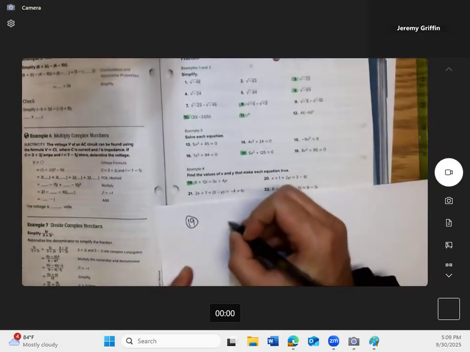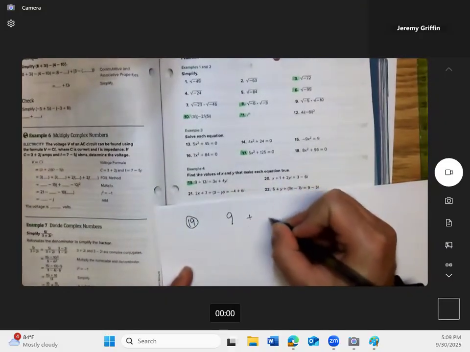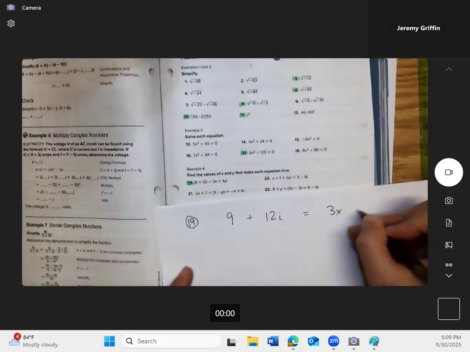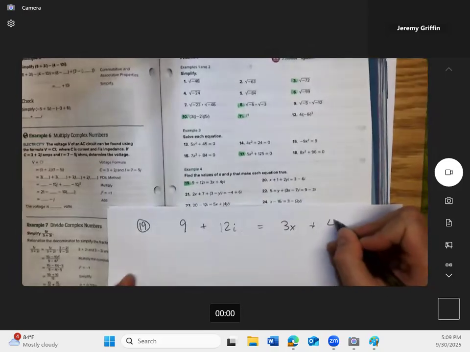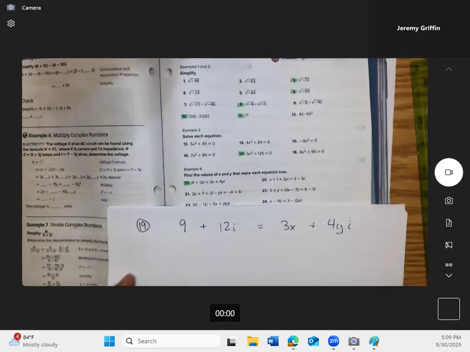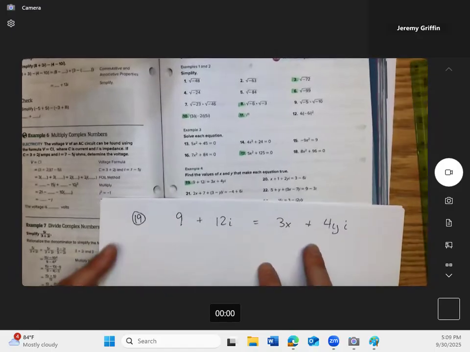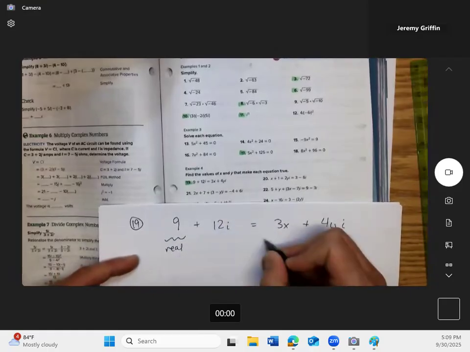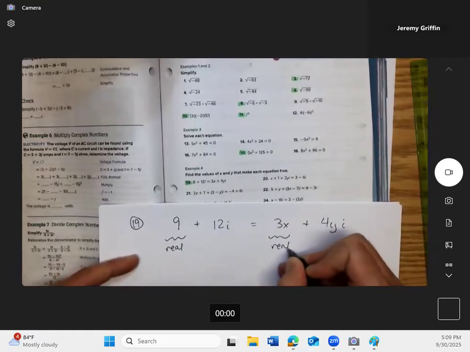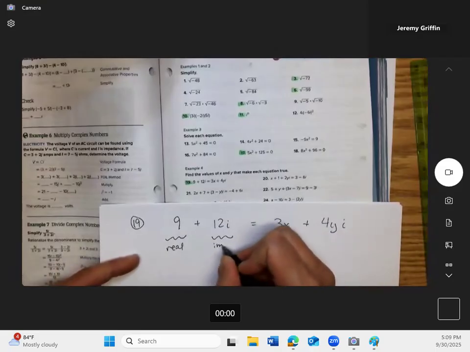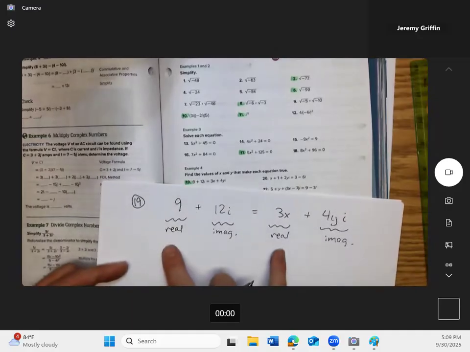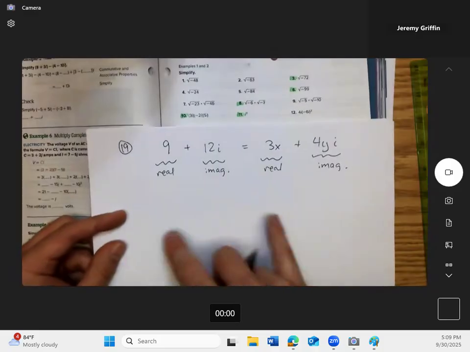Yeah, saw some like this earlier. 9 plus 12i equals 3x plus 4yi. Okay. So the reals have to match the reals and the imaginaries have to match the imaginaries. Okay, so this is real and this is real. This is imaginary. Well, imaginary shortened. Okay, and this is also imaginary. So the real has to match the real, the imaginary has to match the imaginary. Yeah, let's put it together.